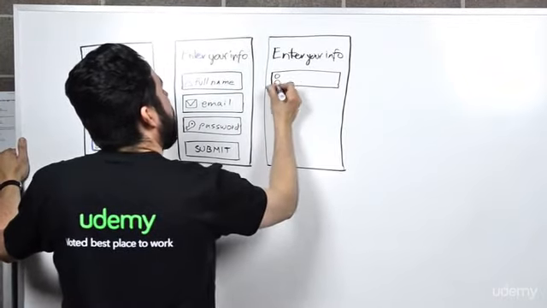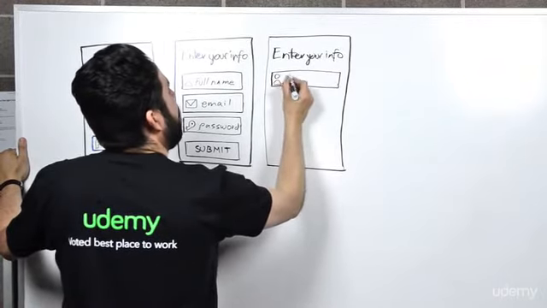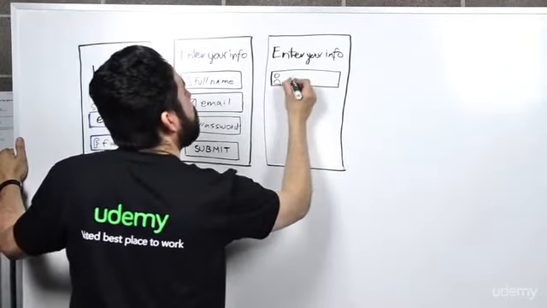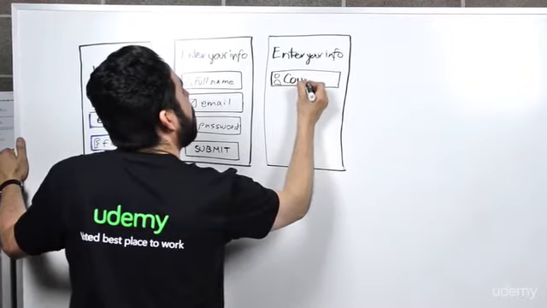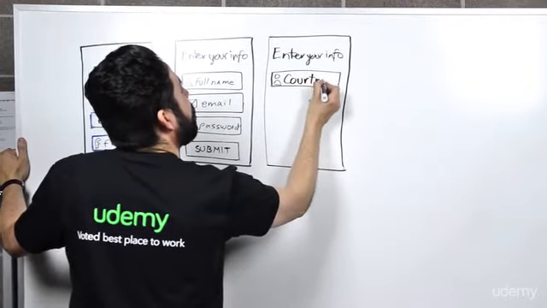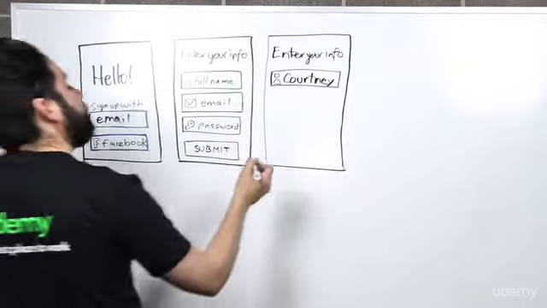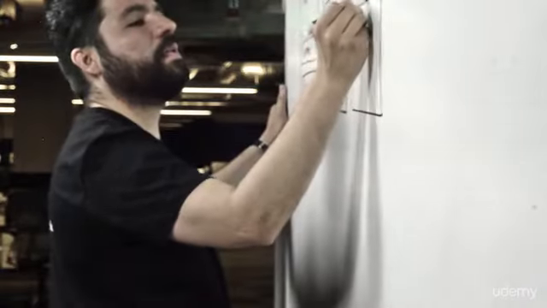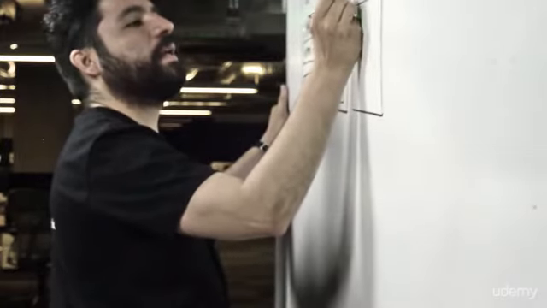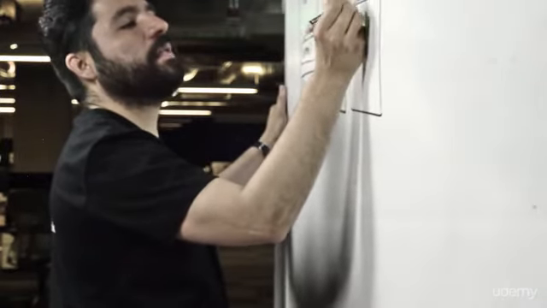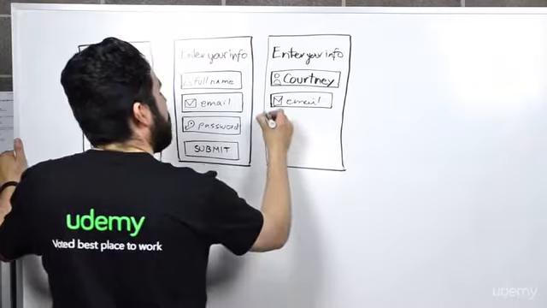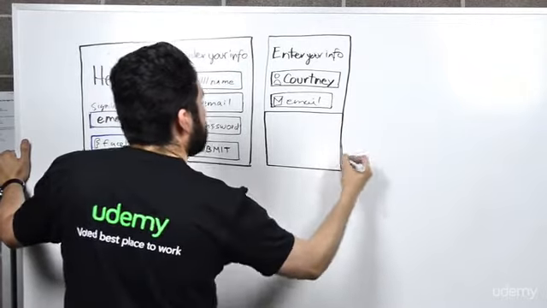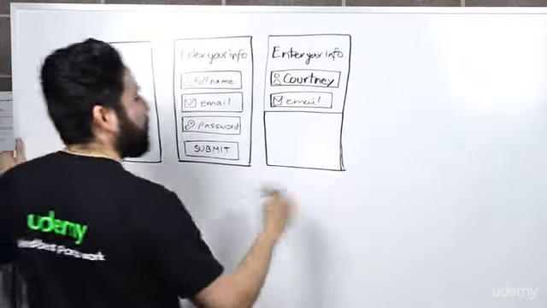Skip the icon. And then let's put, I don't know, what name do you like? Let's put Courtney. I like that name. Courtney Love. There you go. And then we're gonna have the email. The email is still not entered, so email is still like this. But let's add this. This is going to be your keyboard.